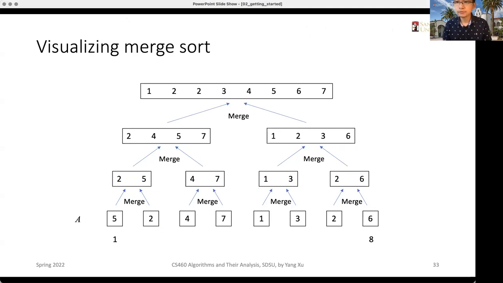I would strongly recommend you to go through the same example on paper so that you can understand at which step the merge procedure is called, and the merge results in the sorted sub-array. Okay, it will be much clearer if you run it yourself on paper.